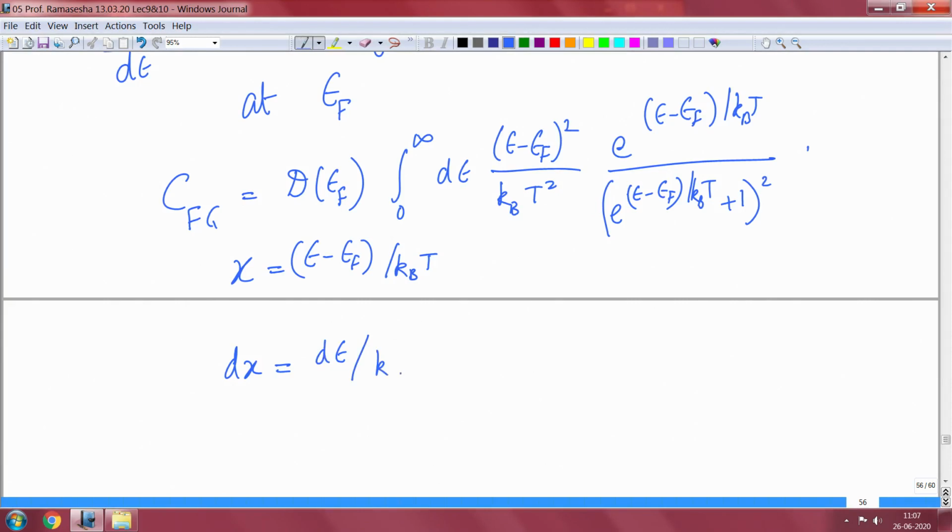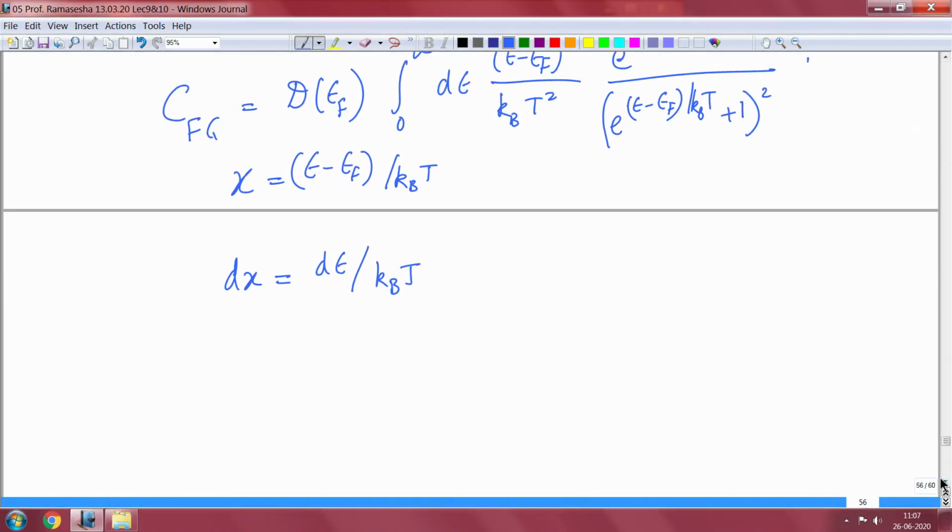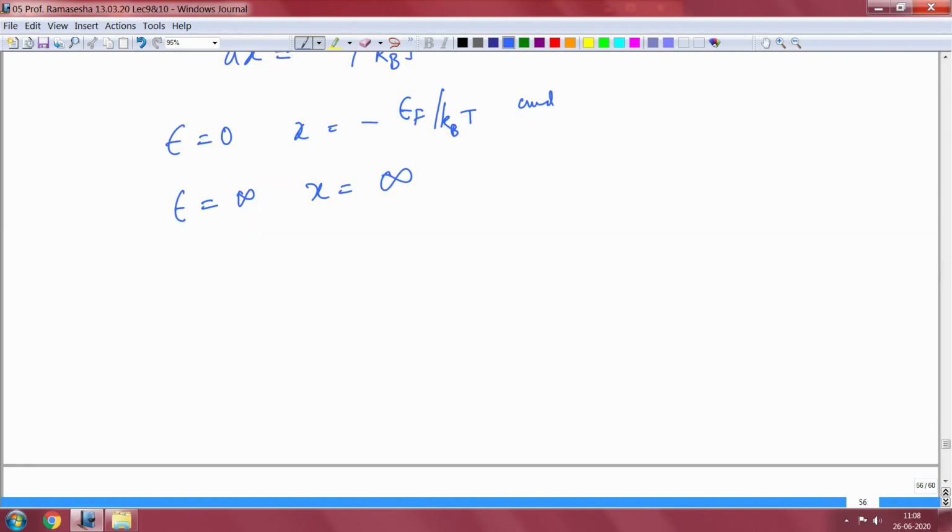So dx is equal to dε upon kBT, and the variables of integration change: when ε is equal to 0, x is equal to minus εF by kBT, and when ε is equal to infinity, x is equal to infinity.